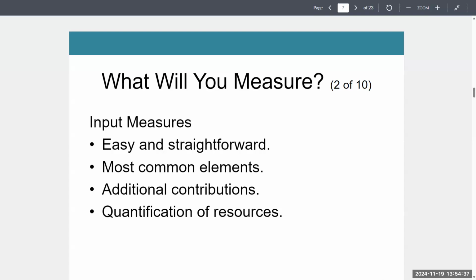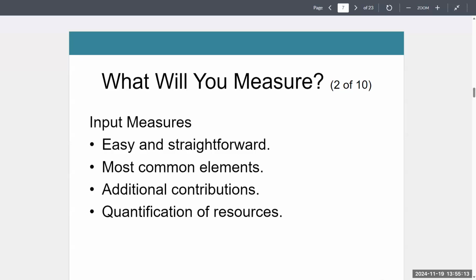Then you have the most common elements, and these measures often include time, money, and physical resources because this is the most common. So for example, let's say you're running a digital marketing campaign. The input measures could include the cost of ad placement, the number of people hired to run these or create the content, and the distribution, where it went, and the hours your team spent engaging with the community. That would be the most common element in that campaign.